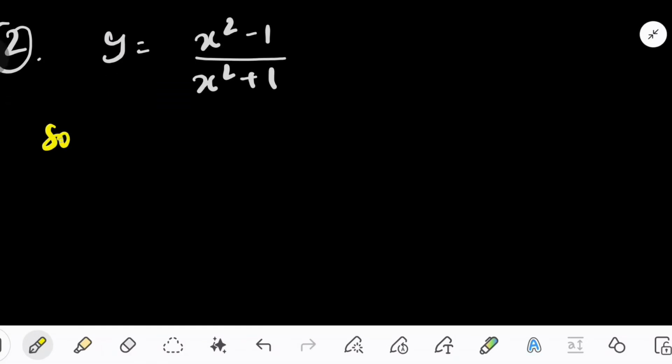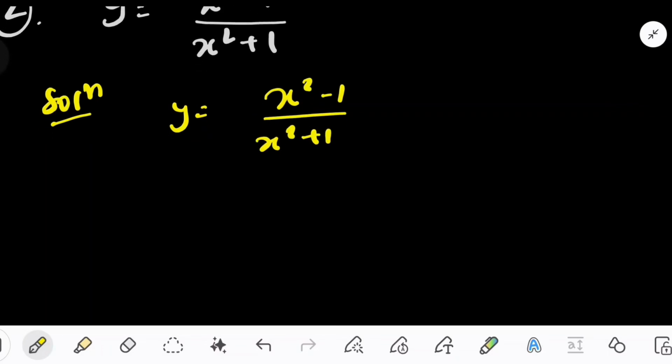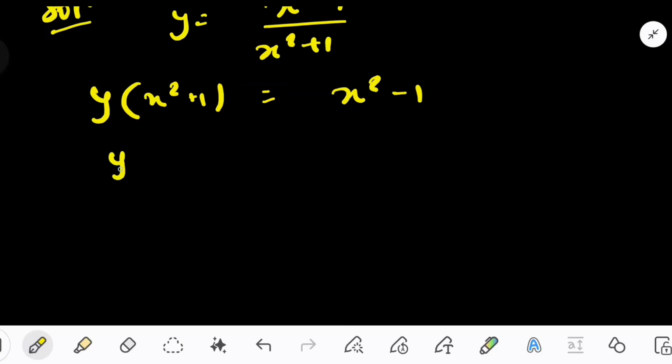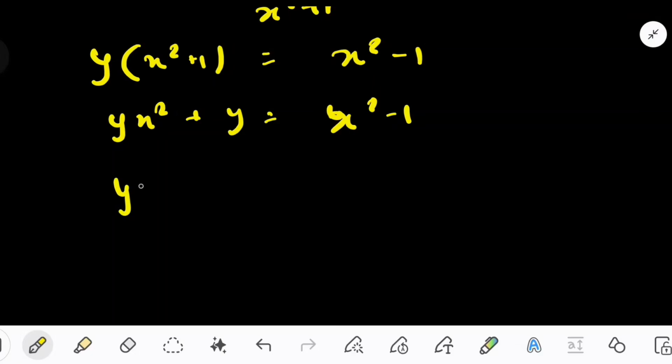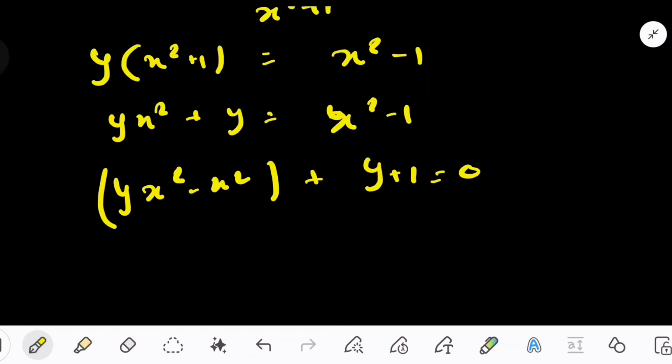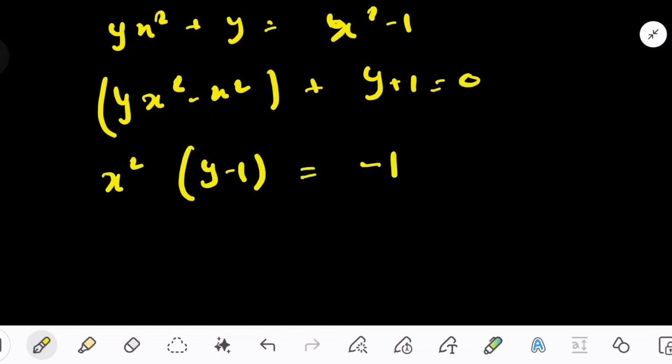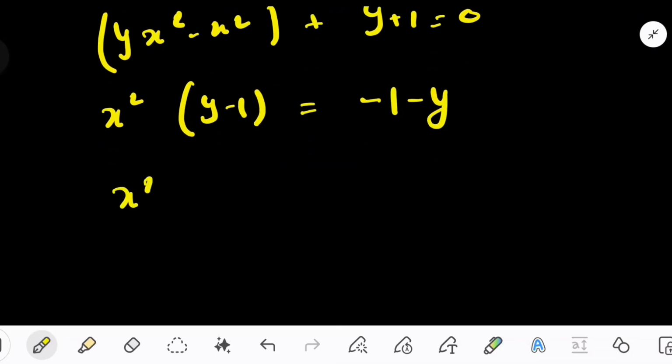It states that y is equal to (x square minus 1) by (x square plus 1). Again you have to write it in terms of y. So we get y times (x square plus 1) is equal to x square minus 1. So y x square plus y is equal to x square minus 1. Bringing terms together, you have y x square minus x square plus y plus 1 is equal to 0. So you have x square into (y minus 1) is equal to negative 1 negative y. So x square is equal to (negative 1 negative y) by (y minus 1).